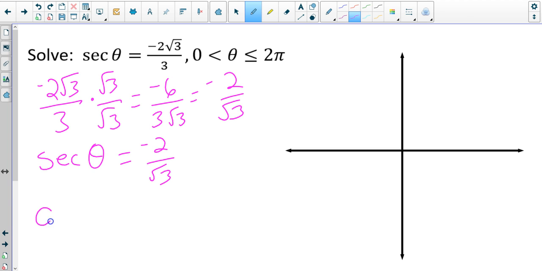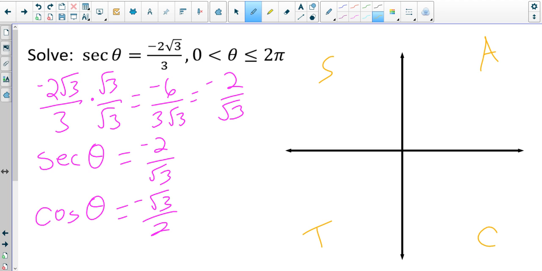Using the reciprocal functions, we would see that the cosine of theta is equal to negative square root of 3 over 2. So now I move over to my coordinate plane, and I label all students take calculus, and I want to see where the cosine is negative. That means it cannot be in quadrant 1 or quadrant 4. So I'm going to draw a right triangle in standard position in quadrant 2 and do the same thing over here in quadrant 3.